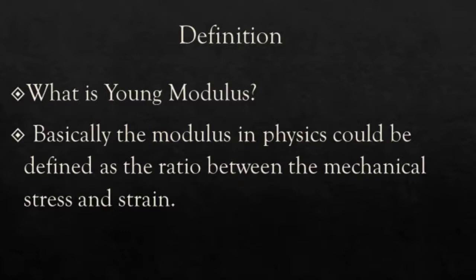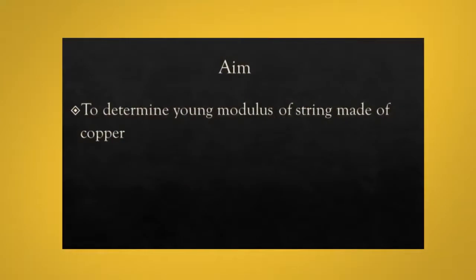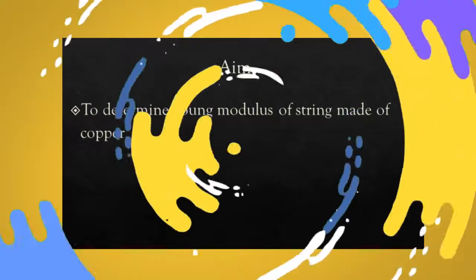Young's modulus is equal to the longitudinal stress divided by the strain. So the aim of the experiment is to determine the Young modulus of a string made of copper. The object of this experiment is a cylindrical string made of copper. You are going to measure the stress and the strain, and then you take the ratio of those, and you will get the quantity called the Young modulus.